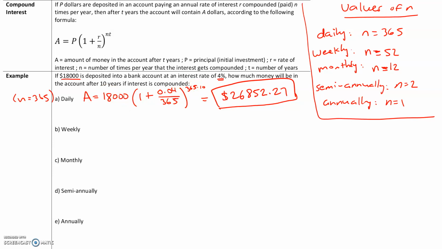If not, you have to do it part by part. So first just do 0.04 divided by 365, then add 1, then raise that to the power of 3650, and then multiply it by 18,000. Okay, so figure out whatever's going to work best for your calculator.